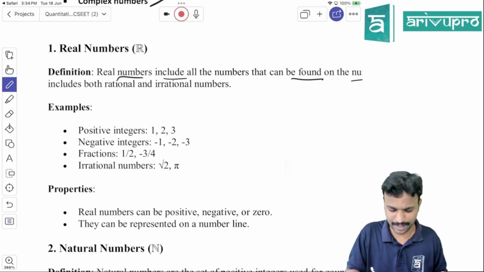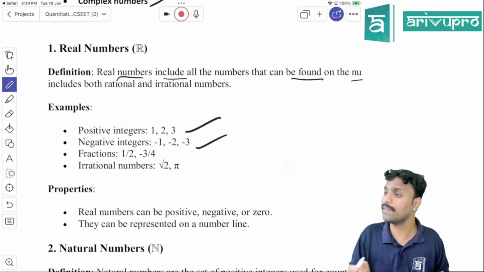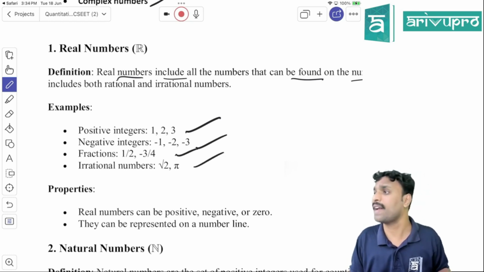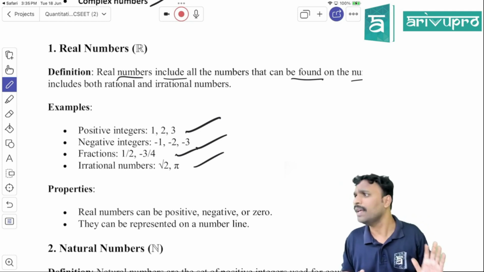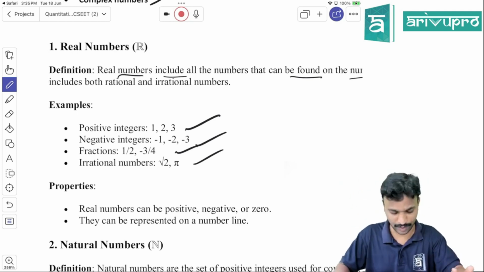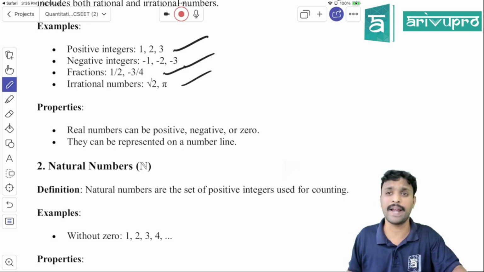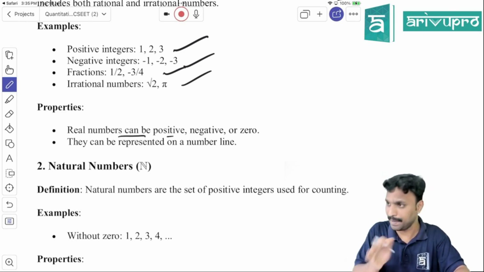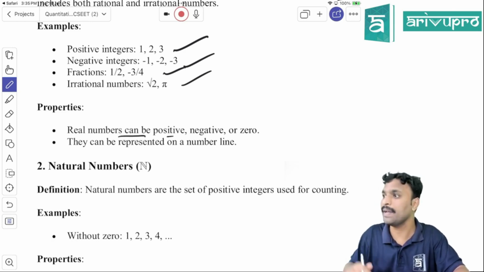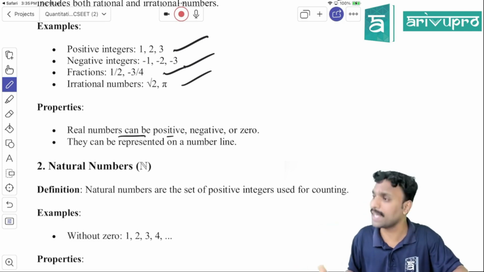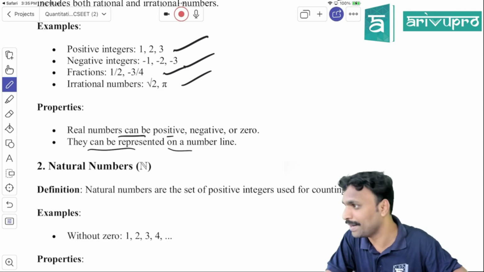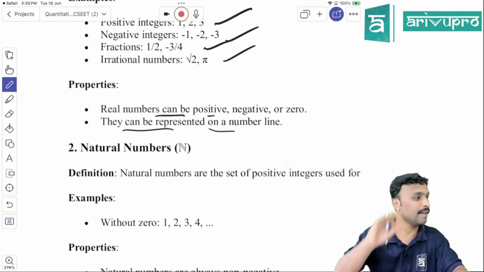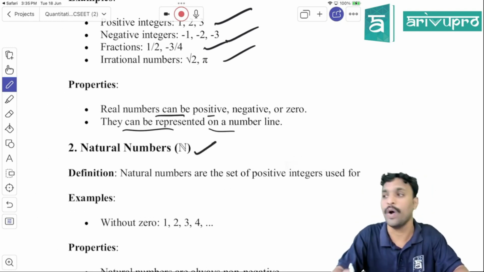Now, what could be an example? As I said, positive integers, negative integers, fractions, irrational numbers, even rational numbers are also a part of real numbers only. So, what is the property of real numbers? Real numbers can be positive, as you can see in the example. They can be negative, they can be even zero. They can be represented on a number line. Having seen real numbers, let's move on to natural numbers.